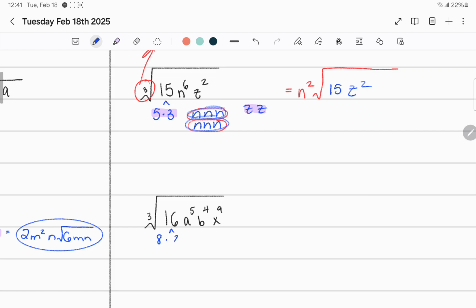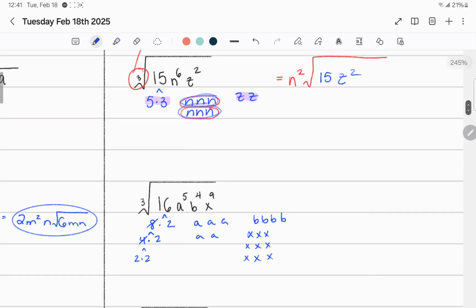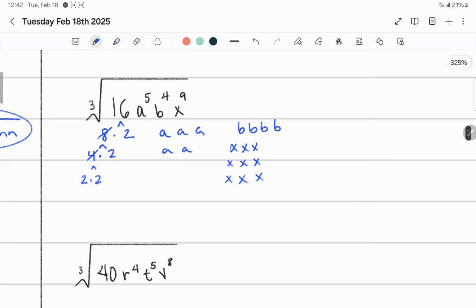Okay, next. So for the breaking down part, I did 8 times 2. That gives me 16. I replaced the 8 with 4 times 2. That's why I crossed out the 8. I replaced the 4 with 2 times 2.